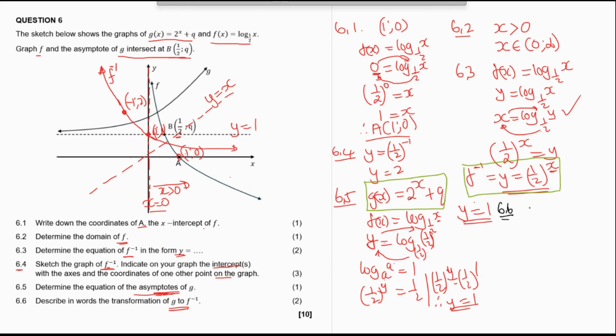Actually, g of x is equal to 2 to the power x plus 1, because we just found the equation of the asymptote. And then the inverse of f is equal to 1 over 2 to the power x. So how can we move from this to this? If we have a negative x here, what will happen? Let's change this x to negative x.